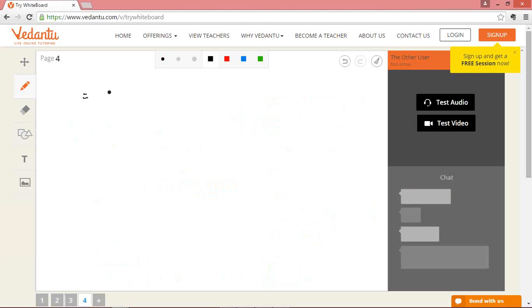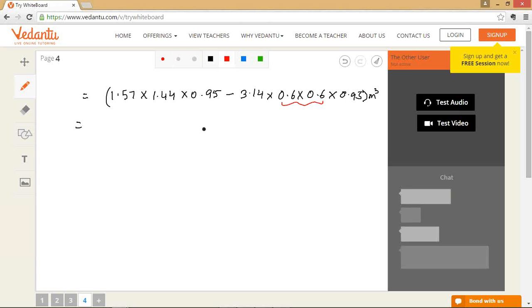So that gives me volume of sump is 1.57 into 1.44 into 0.95, that is volume of the sump, minus 3.14 into 0.6 into 0.6 into 0.95 meter cube. So unit is meter cube. Now if you notice, instead of multiplying, what I can do, I can try to make connections. So this is 0.6 into 0.6 is 0.36 and 1.44 is 0.36 into 4.